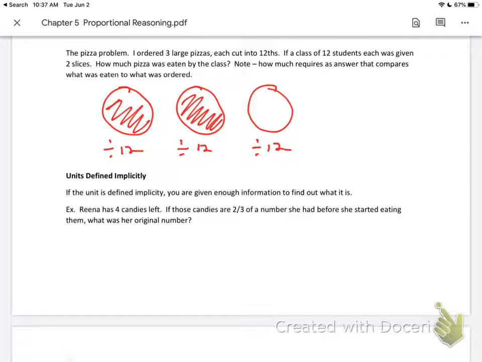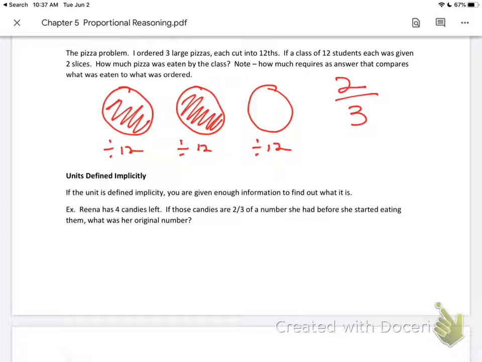How much pizza was eaten by the class? So how much is what it says. It doesn't say how many slices. So how much of the whole? So in this situation, your answer is going to be 2/3 of it. Okay, because I have 2 pizzas totally gone, and I have 1 pizza remaining. So 2/3 was given out.